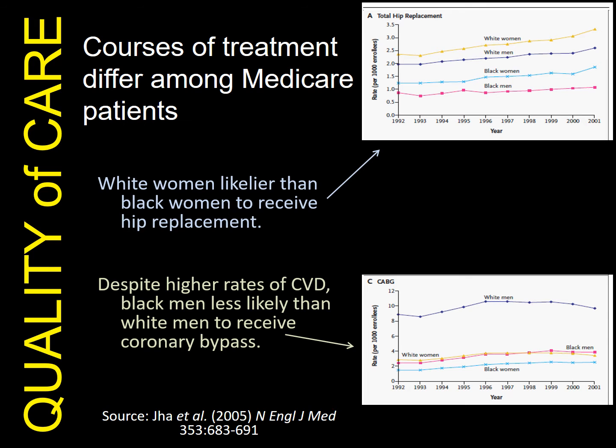So if you want to get a coronary bypass surgery, want is the wrong word. If you need a coronary bypass surgery, you are most likely to get one if you're a white male. And all of these other groups, even though they need one too, were less likely to get one. Why?